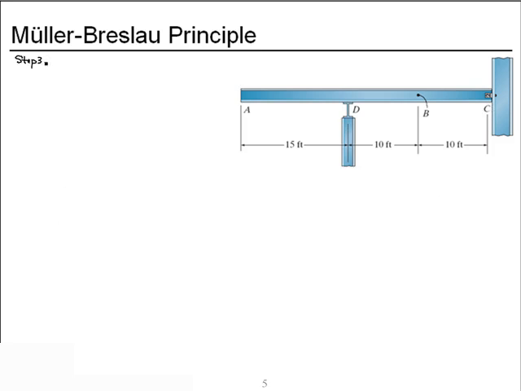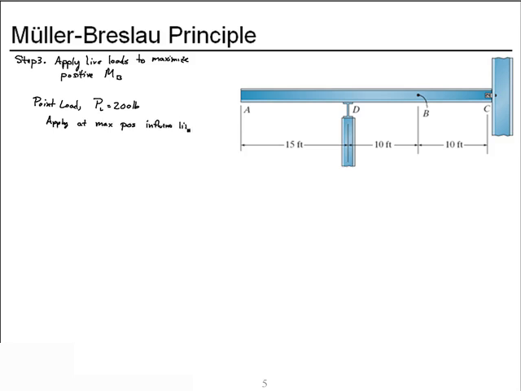So our step 3 is to apply loads. And we want to maximize positive moment at B. Well, for the point load, which our problem statement said was 200 pounds, we apply it at the maximum positive influence line value, which in this case is located at point B. So we'll put our point load at point B.